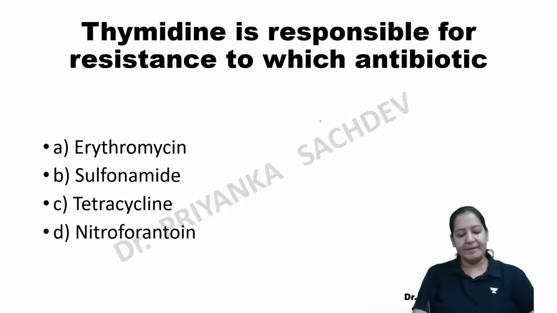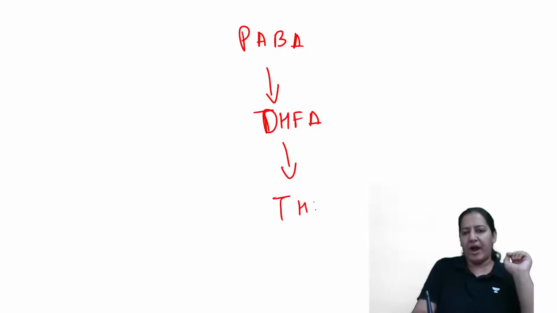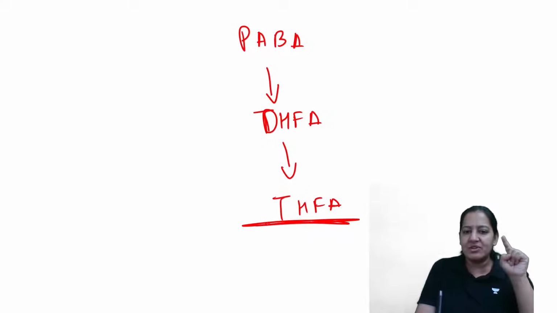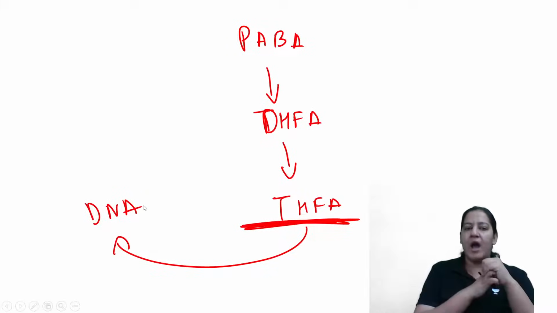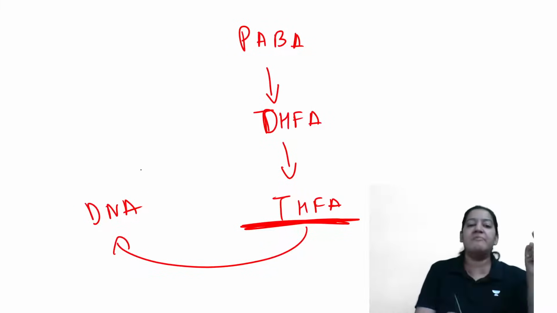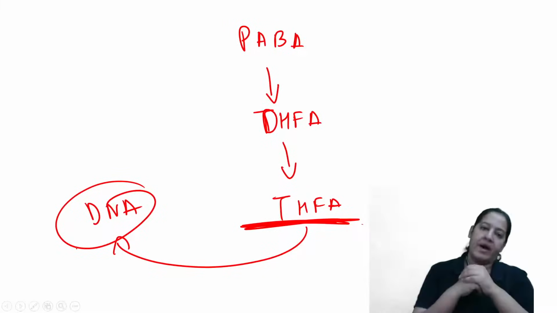Okay. Again, let me tell you one mechanism, then I will launch this question. Listen first. What is the mechanism? Let me write it once more. PABA gets converted to dihydrofolic acid, and it gets converted to tetrahydrofolic acid. I told you this tetrahydrofolic acid is required for DNA synthesis. Have I told you? Why is tetrahydrofolic acid required for DNA? At which step do we require it?